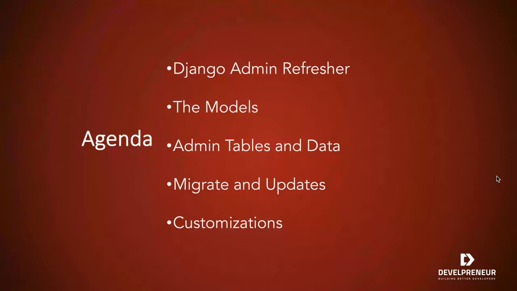So first, we're going to step back because it's been a little while. We're going to do a sort of a refresher of the Django admin piece. And we're going to talk about the models, which are really the data models. And we're going to start looking at how you flip those or mark those for administrative or admin tables and data, and then changes that we can do. So migrating changes and updates, what we touched on before. We're going to go a little deeper into that. And then some of the customizations that we can do to make our life easier.